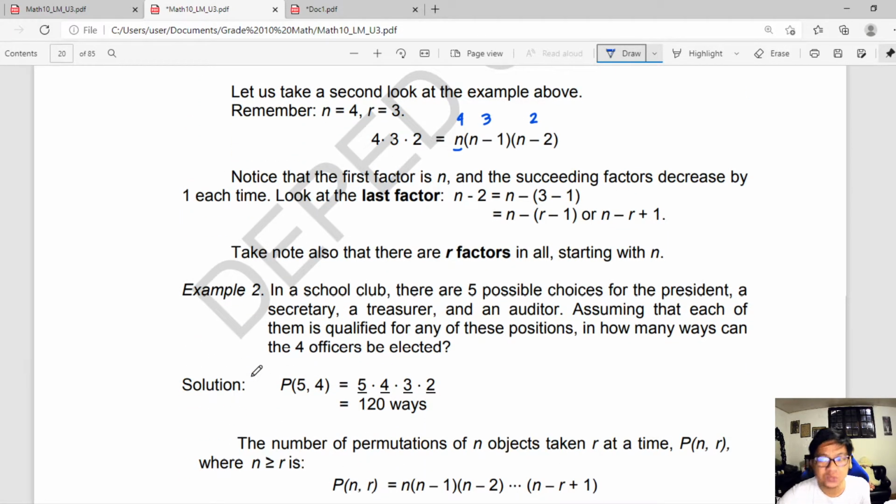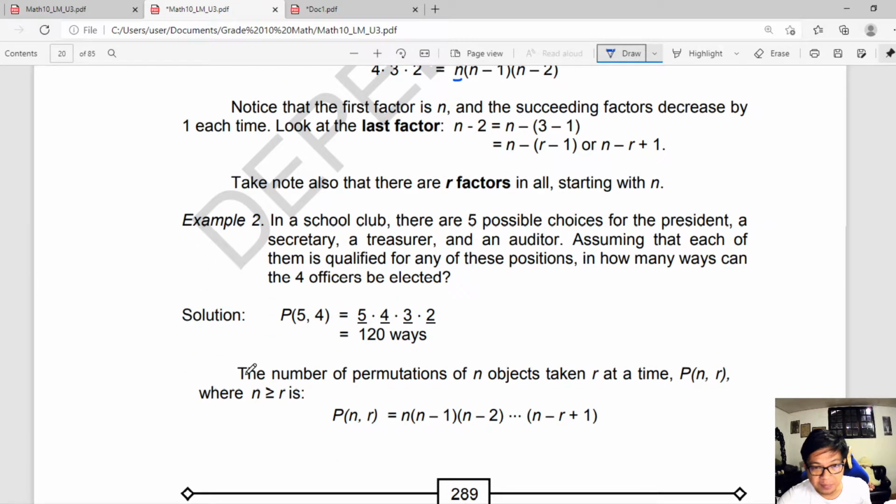So, for us to go deeper, let's have an example here para ma-discover na natin yung ating formula. Actually, meron tayong ginagamit na formula on permutations. In a school club, there are 5 possible choices for the president, a secretary, a treasurer, and an auditor. Assuming that each of them is qualified for any of these positions, in how many ways can the 4 officers be elected?